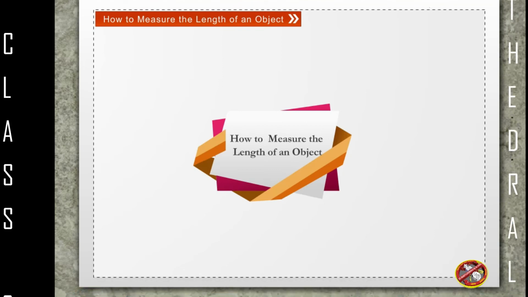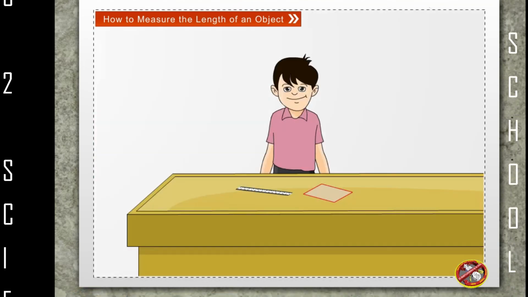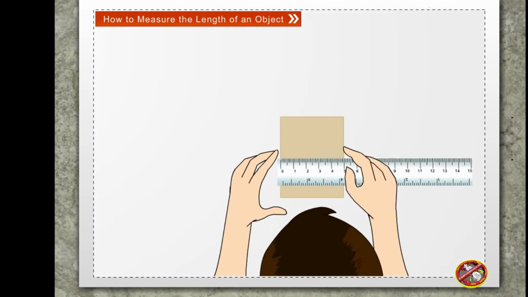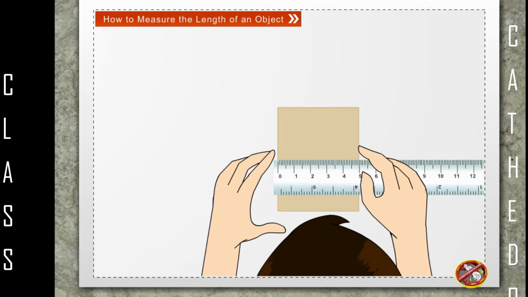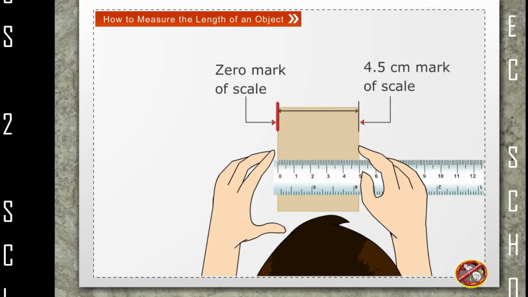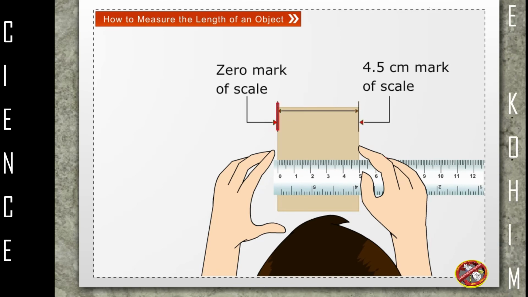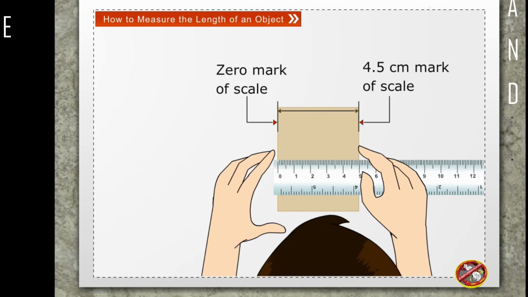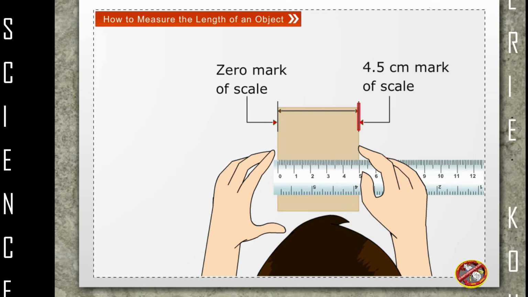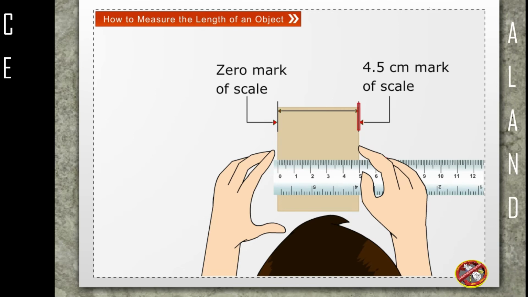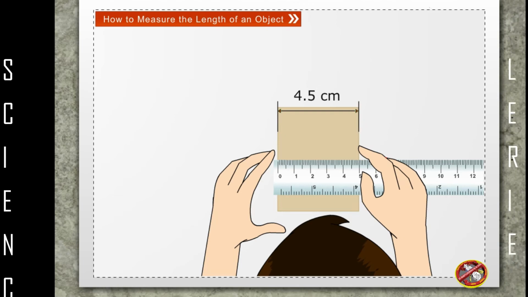How to measure the length of an object? To measure the length of an object, say a card, we place the scale or ruler along the object in such a way that the zero mark of the scale coincides with the left end of the object. The length of the object is then obtained by reading the scale division coinciding with the right end of the object. The scale reading at the right side end of the card is 4.5 centimeter. Thus, the length of the card is 4.5 centimeter.